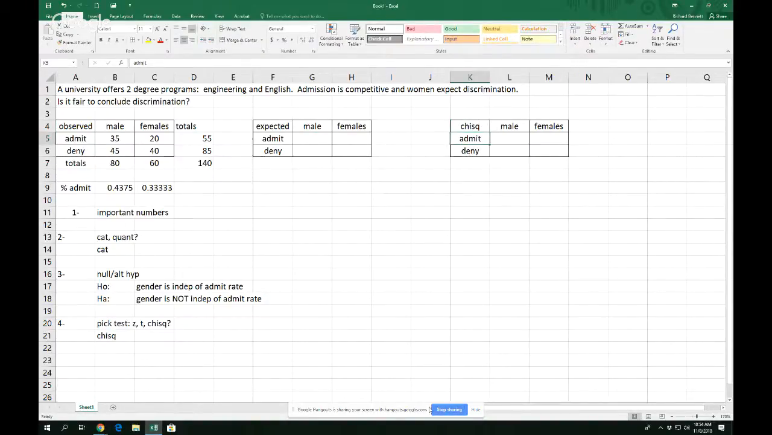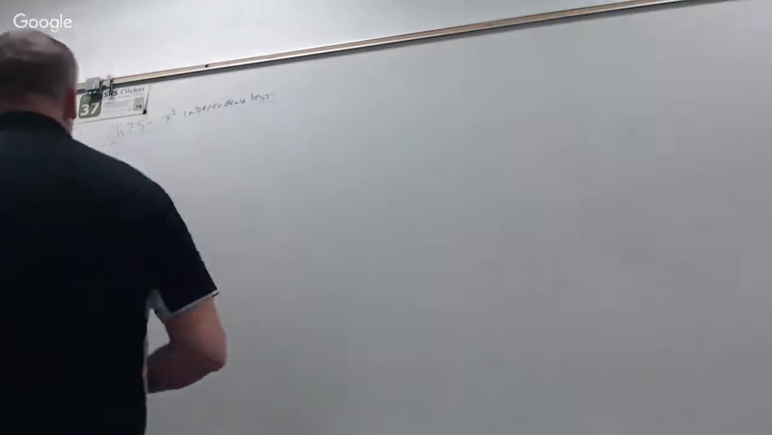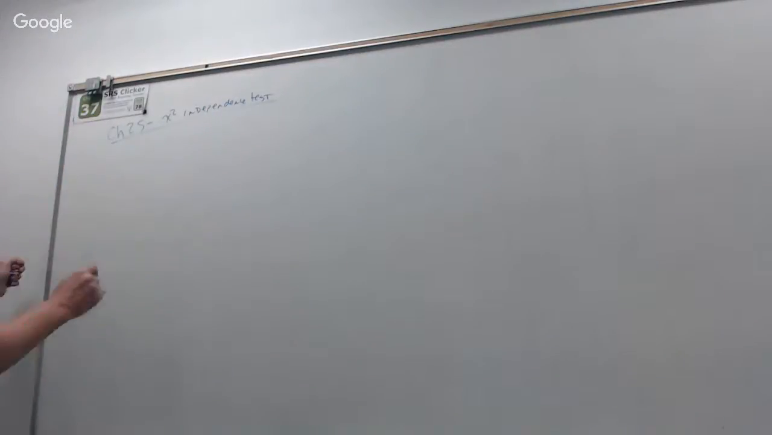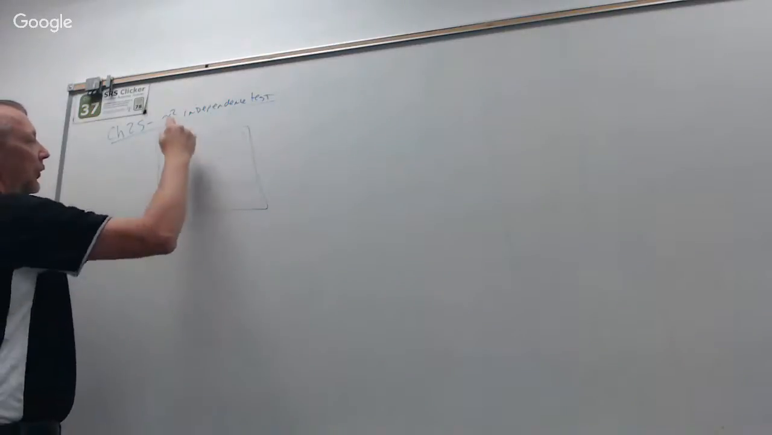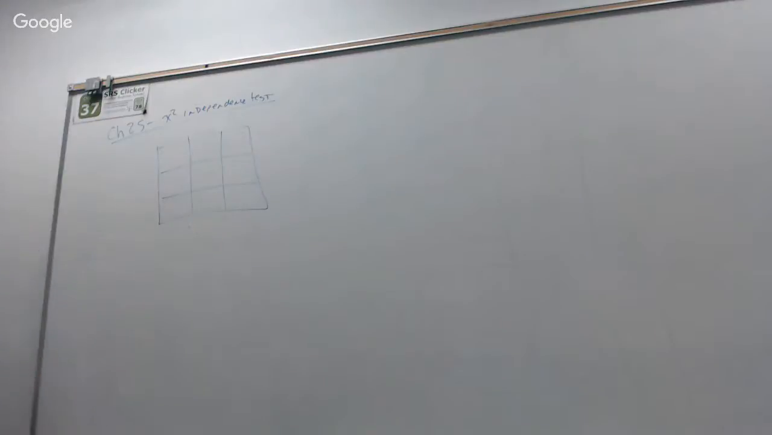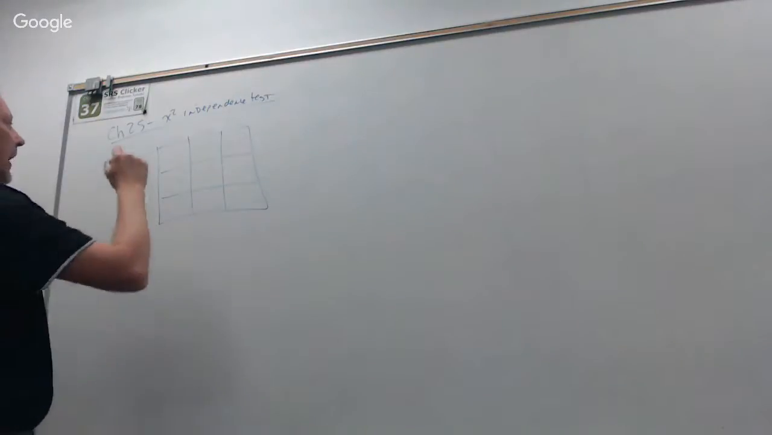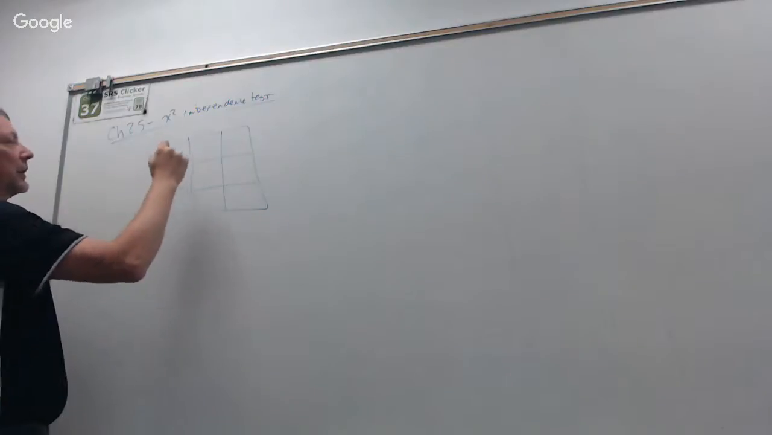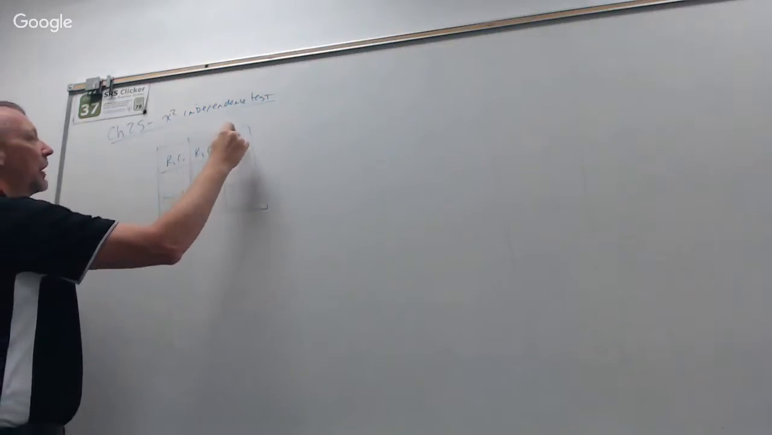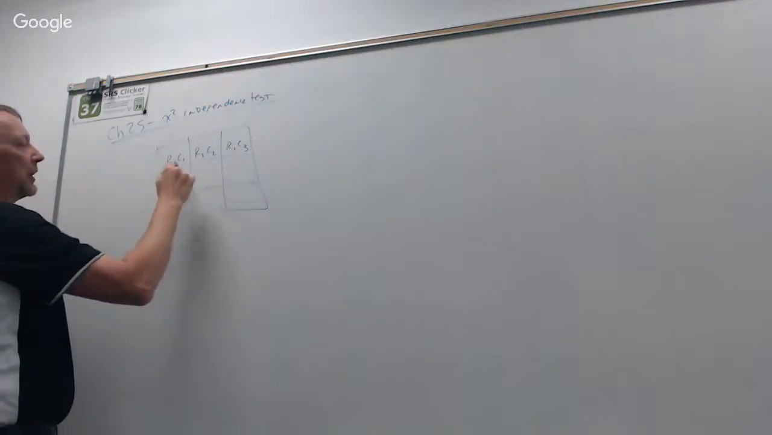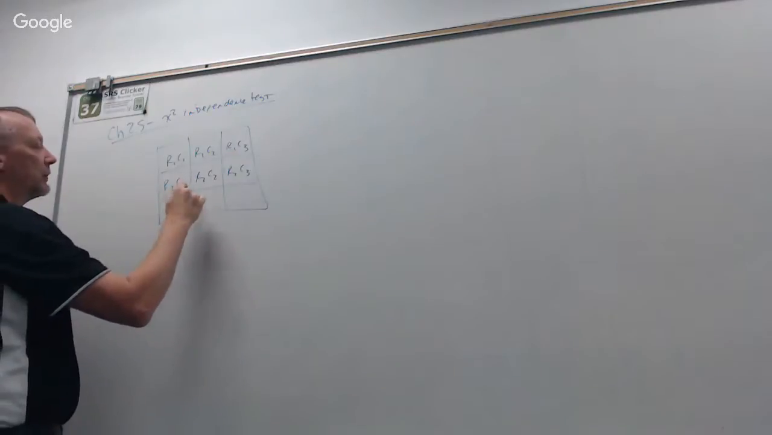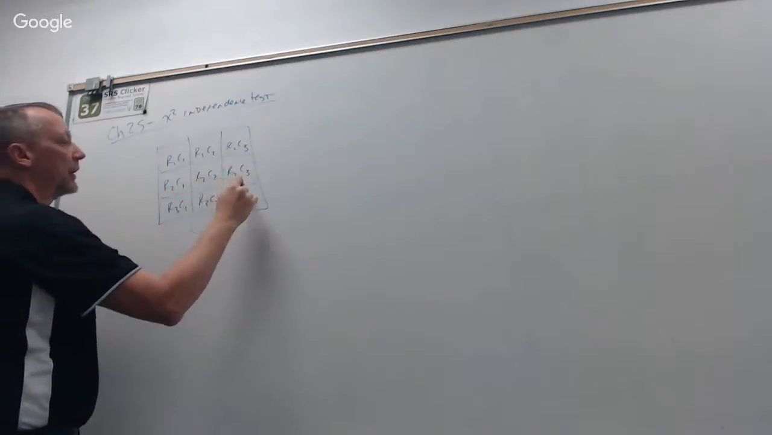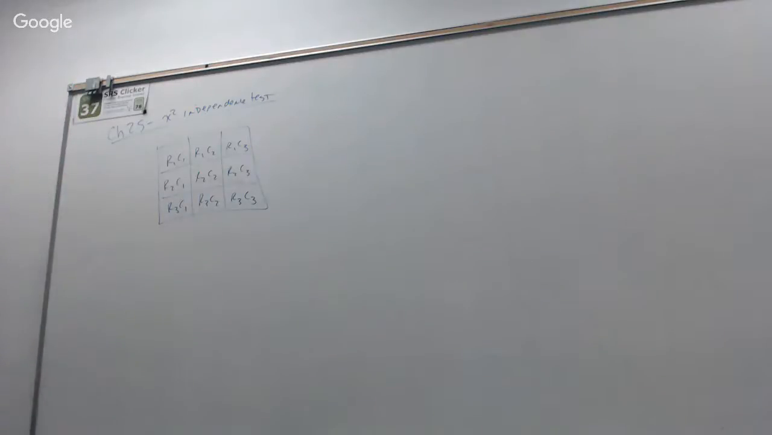Okay, so I'm going to write this on the board so you can see what the equations are. There are two things you're going to need to do. Number one, let's say that you have a 3 by 3 table rather than a 2 by 2. In this case, I'm going to label this row 1, column 1, row 1, column 2, row 1, column 3, row 2, column 1, row 2, column 2, row 2, column 3, row 3, column 1, row 3, column 2, row 3, column 3. Does that make sense how I've labeled it?